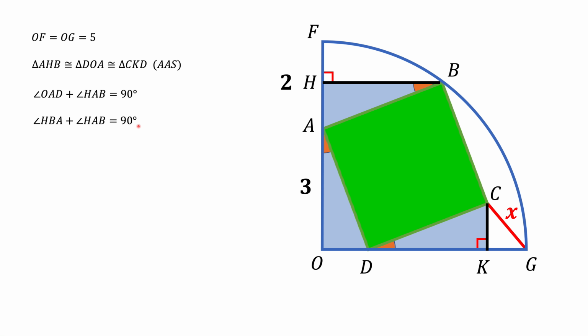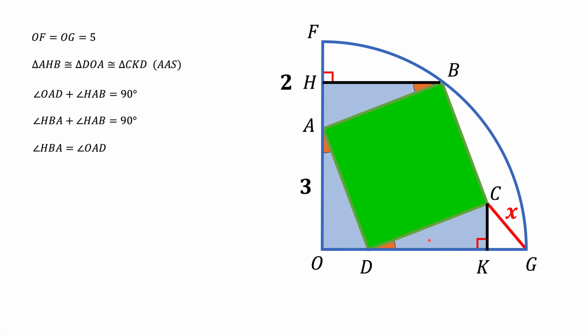Now if you look at these two equations, subtract one from another and rearrange the terms, we get what we were looking for, and that's that this angle, OAD, is equal to angle HBA right here. In a similar way, you can show that this angle A and this angle D are congruent.